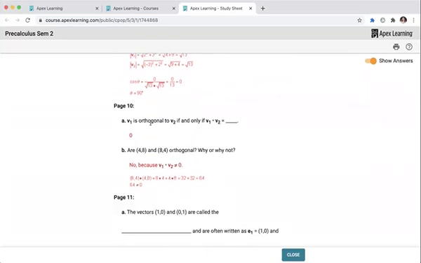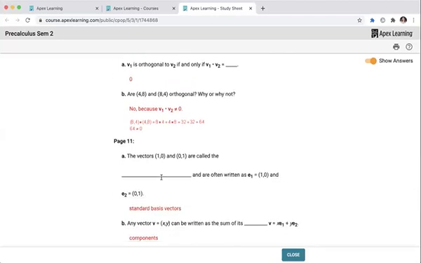And then we talked about a special case. If the dot product is equal to 0, that means they're orthogonal. They're 90 degrees to each other. And then we talked about standard basic vectors. So again, either being 1, 0 or 0, 1 and writing them as E1 and E2.